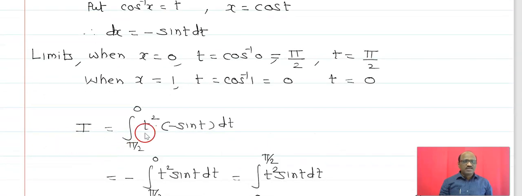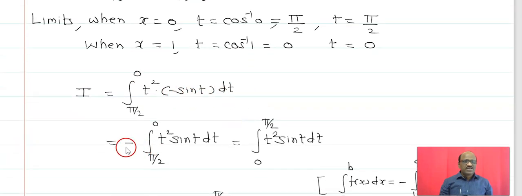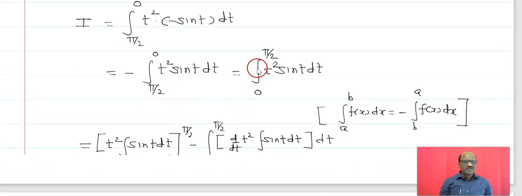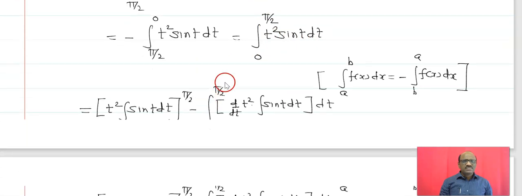Therefore your integral I is equal to pi by 2 to 0 t square in bracket minus sin t bracket complete into dt. You can take the minus sign outside this integral sign. Pi by 2 to 0 t square sin t into dt. We can also absorb the negative sign by changing the upper limit and lower limit by using this formula, that is integral a to b f of x dx is equal to minus integral b to a f of x dx. Therefore our integral becomes 0 to pi by 2 t square sin t into dt. Now we'll solve this integral by integration by parts.